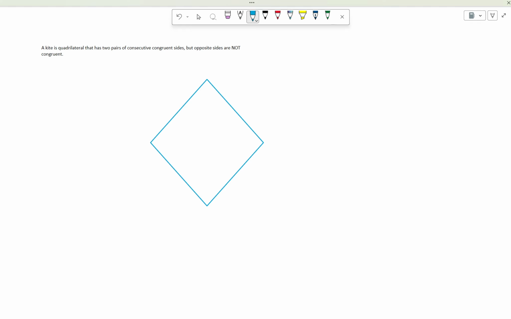A kite is a quadrilateral that has two pairs of consecutive congruent sides, but opposite sides are not congruent. Okay? Looks like this. This is my kite, okay? Not a diamond. Doesn't exist, all right?